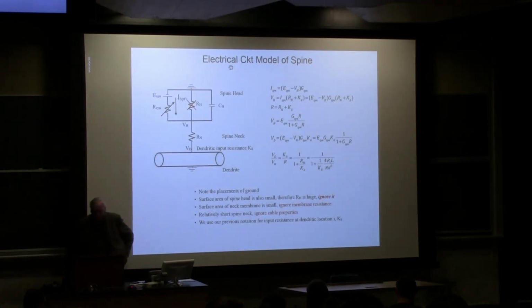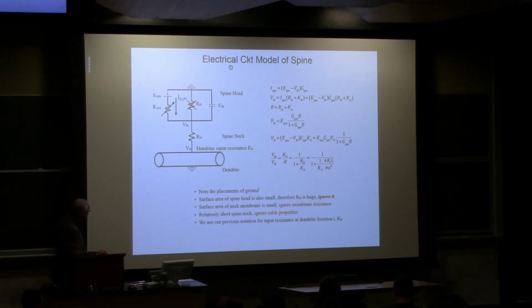So here's Christof Koch and Tommaso Poggio's first shot at thinking about dendritic spines, and it's this kind of electrical circuit model. This part of the model represents the shaft of the spine, and this represents the head of the spine. The circuit diagram has some unusual things about it that we need to talk about, and some assumptions that are buried in it.